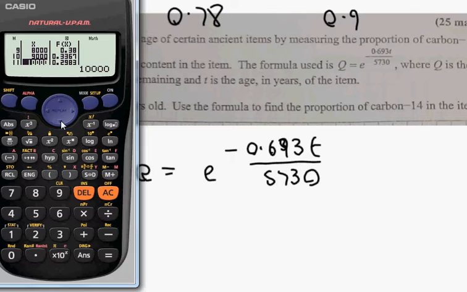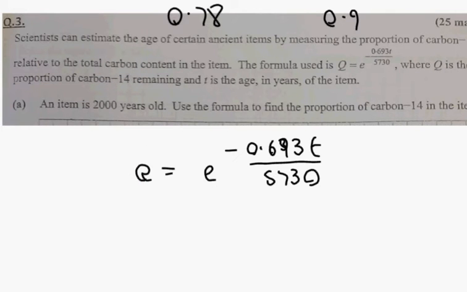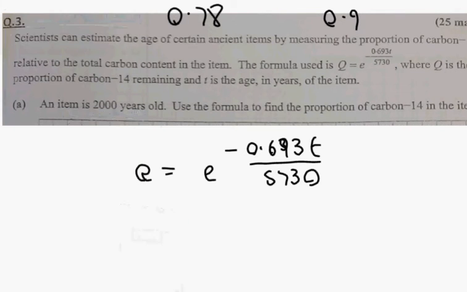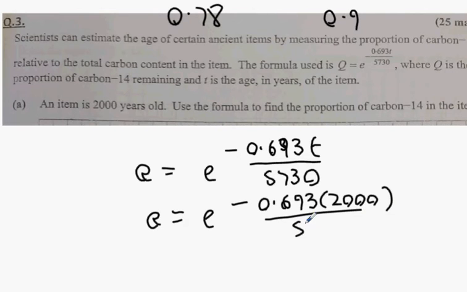Does that make sense? Now, what does it ask me? After 2,000 years, how much do I have? Well, I have it here, don't I? 0.7851. All you need to do is replace your t value with 2,000. Put all of that into the calculator, exactly as it looks, and you get 0.7851. That was really easy marks, wasn't it, if you knew it?